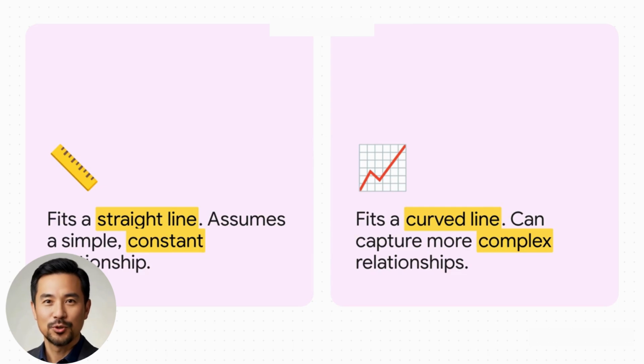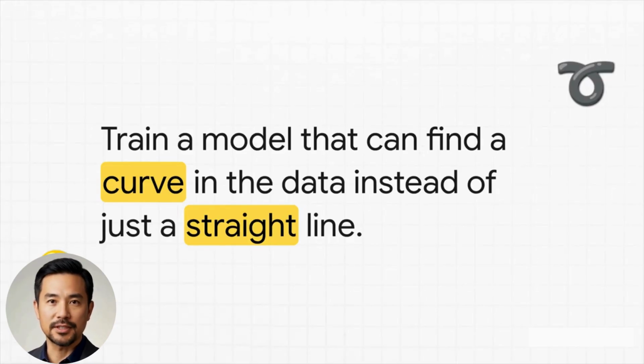It's rigid. But polynomial regression? That's more like one of those flexible rulers you had in school. It can bend and curve, which means it might just be able to capture a more complex, realistic pattern in the data. So it's round 2. We're running the investigation again. We've got the same evidence, same process, but this time we're giving our model a new tool. We're letting it look for a curve in the data instead of forcing it to find a straight line.